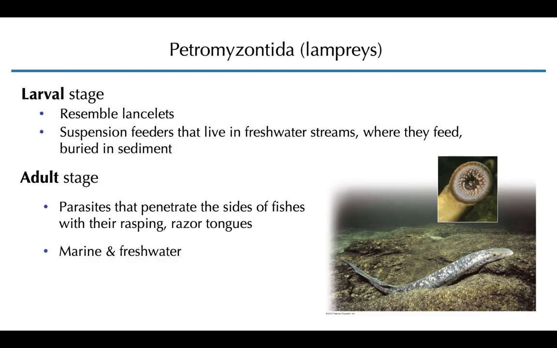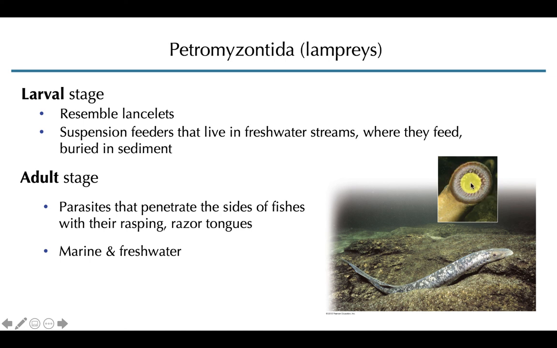The last group in this lecture are the Petromyzontida, common name lampreys. These guys do metamorphosis. In their larval stage, they really look a lot like the lancelet, just a little blade-like organism that buries in the sediment, in the sand of the water, filter feeds, and kind of just stays there. As an adult, after metamorphosis, they often migrate for spawning or reproduction. They are also usually parasitic, most species, and you can see this mouth here. It does look like a parasite mouth.